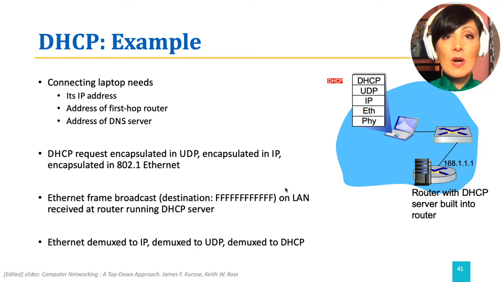The DHCP request will be encapsulated in UDP, then in IP, then in 802.11, which is the Wi-Fi data link layer protocol, and sent over the wireless link. The Ethernet frame will be broadcast on LAN, which we will see the details of its working in the data link layer discussions, and received at the router running the DHCP server. It will be demuxed to IP, to UDP, and DHCP at the server.